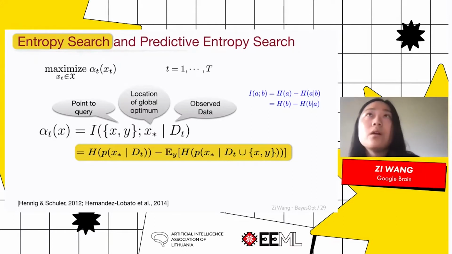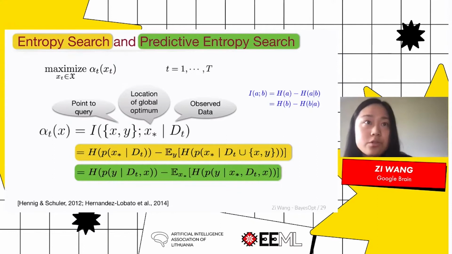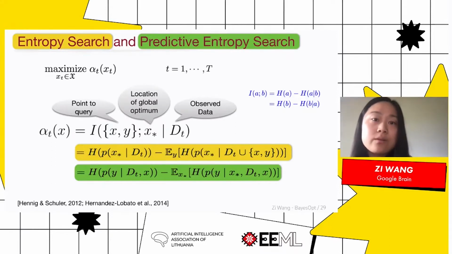And another method is called predictive entropy search. In predictive entropy search, we're looking at the other form of the mutual information, which is the difference between the entropy of the point to query and the entropy of the point to query given the location of the global optimal. These both make a lot of sense, because eventually what we're doing is trying to collect information in order to find the global optimal. So we already have the tools in information theory or probabilistic theory, which say, let's look at the mutual information, and we're going to simply do that.